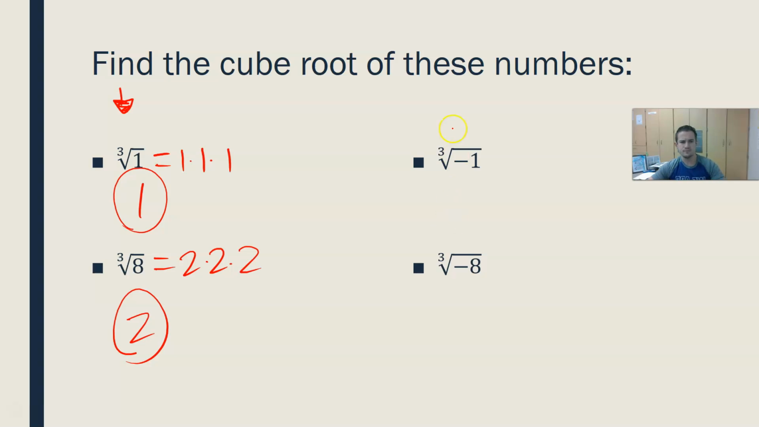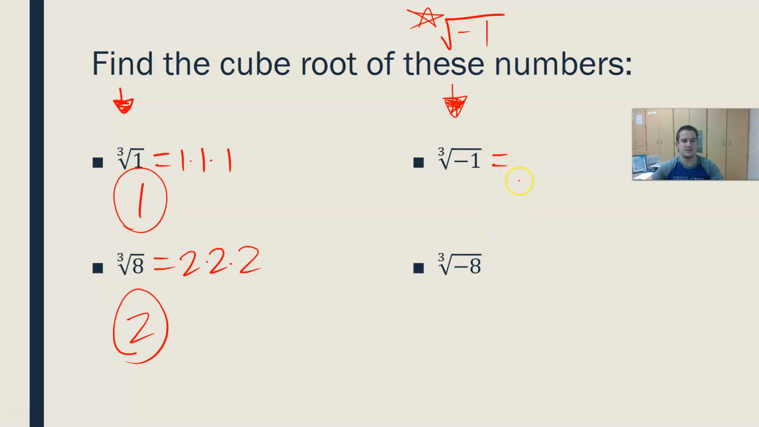Well, what about these? What about the cube root of negative 1 and negative 8? Can I do that? Can I find the cube root of a negative number? You've probably been told in the past that you're unable to find the square root of a negative number. And we're actually going to talk about this a little bit later in this lesson. But what about the cube root of a negative number? Is there a number that when multiplied by itself 3 times would give me negative 1?